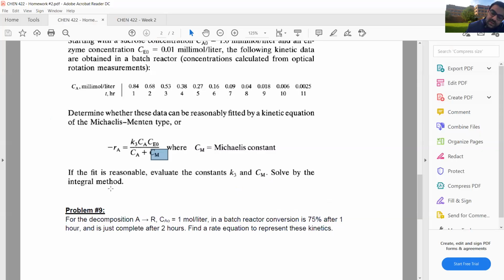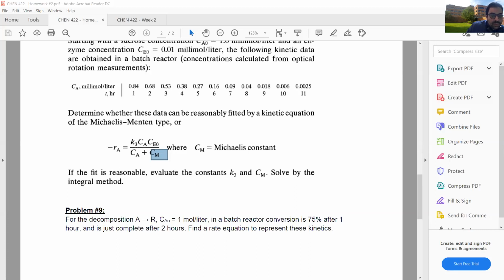Okay, problem number 9. For the decomposition, let me clean up. Okay, so in this problem, you're being told for the decomposition A goes to R, Ca0 is equal to 1 mole per liter, and a batch reactor conversion is 75% after 1 hour and is just complete after 2 hours. Find the rate equation to represent these kinetics. Okay, let me go to the whiteboard here.